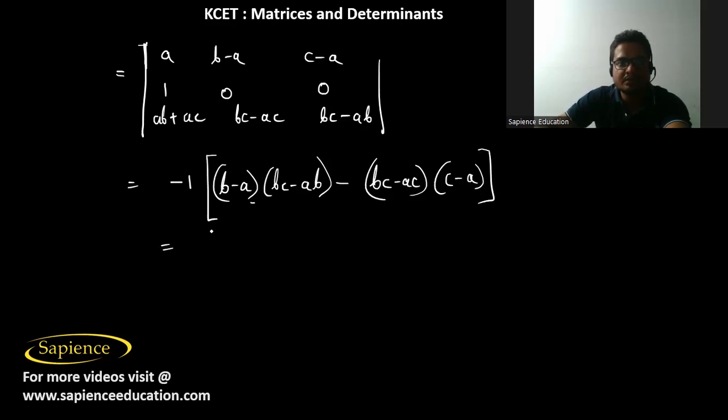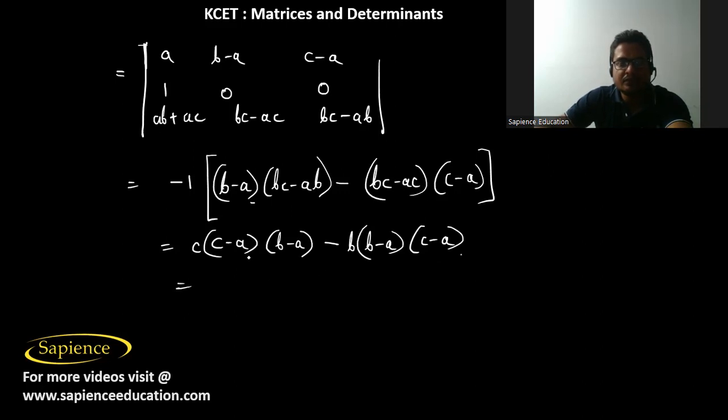So this will be minus of this. So I can write C minus A, and here I can take C as common. So this will be C into B minus A, then minus this will be B minus A. And from here B I can take as common, so B into C minus A.